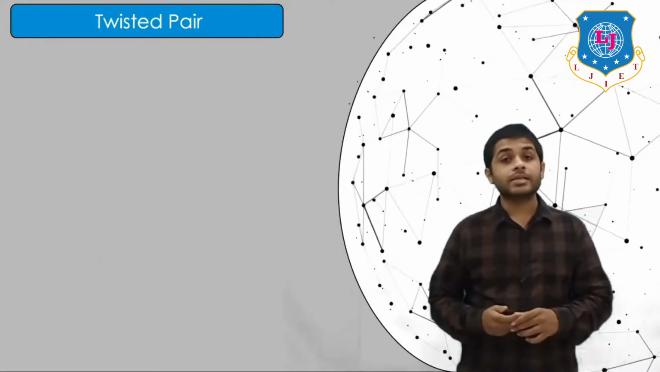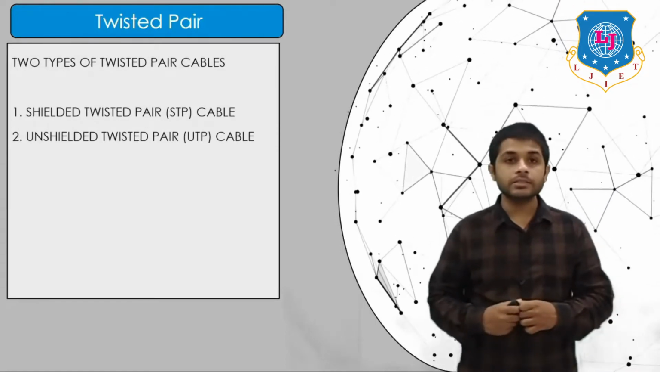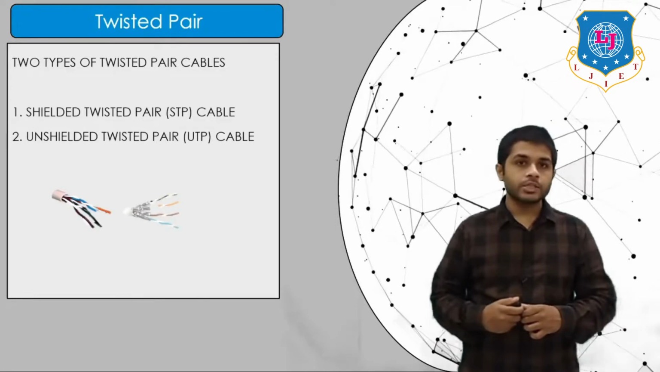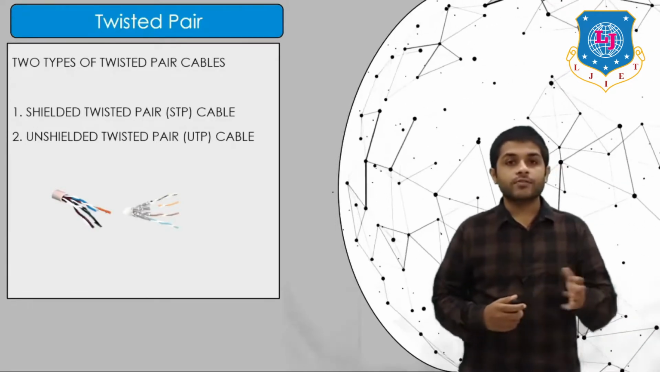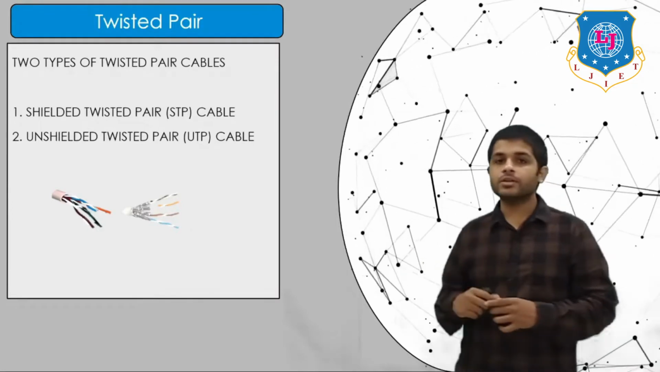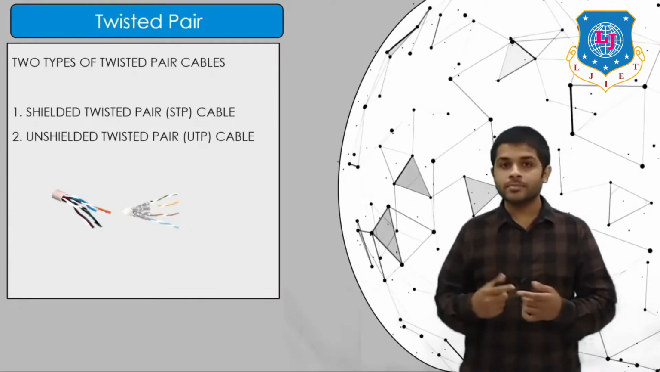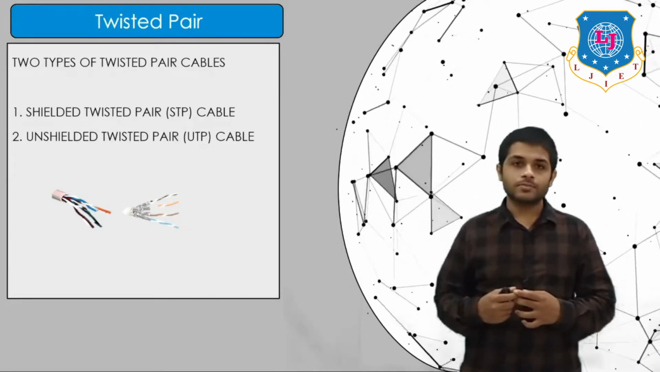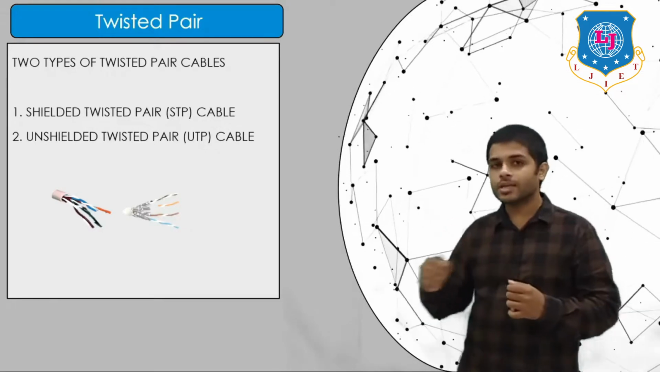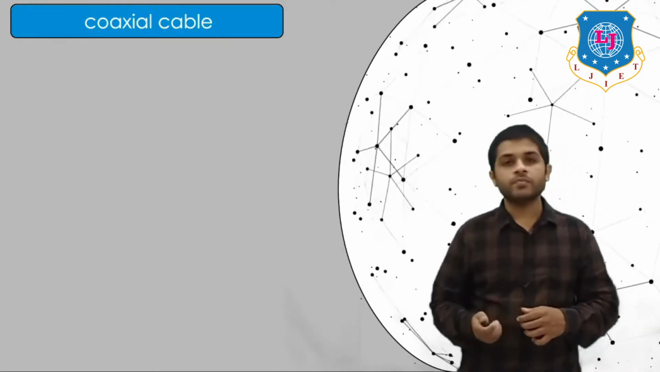Now let's see the types of twisted pair cables. There are two types: shielded twisted pair and unshielded twisted pair. You can see that the first cable is the unshielded twisted pair and the second one is shielded. When the cables are shielded, they can handle more noise, so signals flowing through the cables will be less affected by noise.